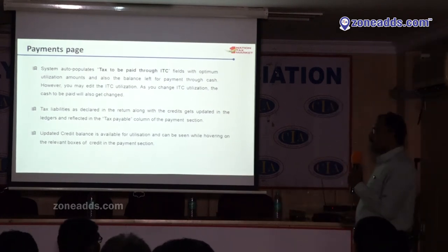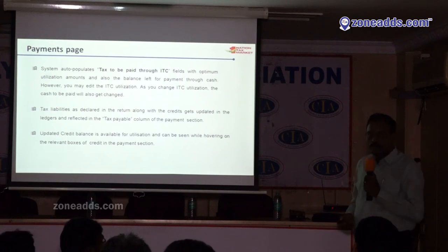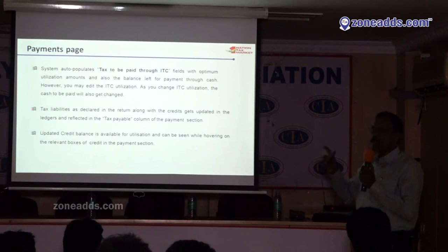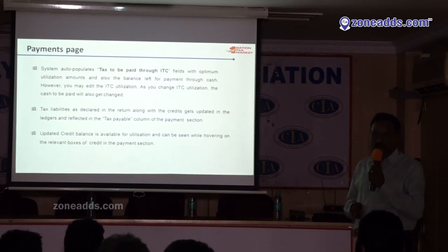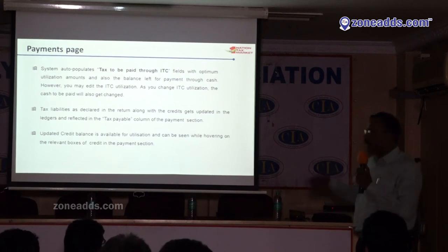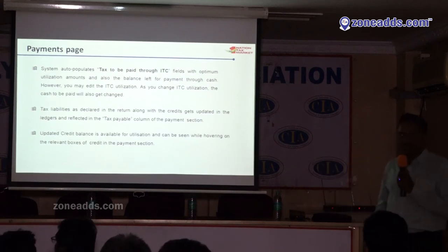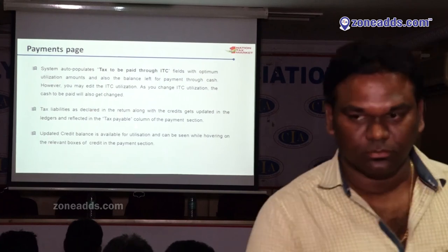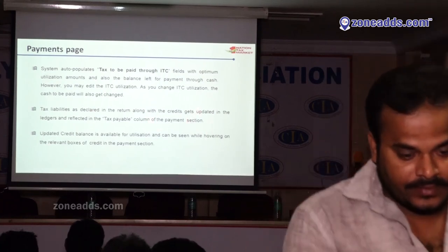Okay. So after entering all the details, when you go to the payment screen, it will automatically say how much duty you have to pay and how much credit you have in your credit ledgers. It will automatically adjust that credit and balance anything to be payable, that will be shown in the to be paid in cash, in the cash column. Tax liabilities as declared in the return along with credits gets updated.